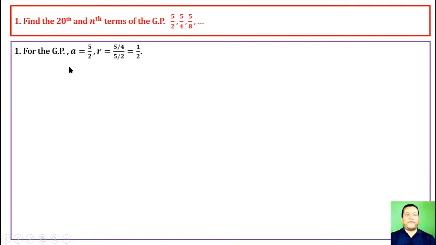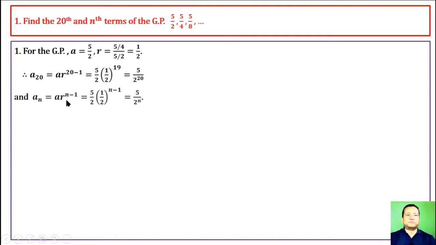For the GP, the first term is 5 by 2, and the common ratio is the second term divided by the first term, that is half. Therefore, a20 is ar to the power 20 minus 1. a is 5 by 2, r is half, whose power is 19. We get 5 by 2 to the power 20, which is the 20th term. And the nth term is denoted by an, which is equal to ar to the power n minus 1, is 5 by 2, r is a half, whose power is n minus 1. Simplifying, we get 5 by 2 to the power n.